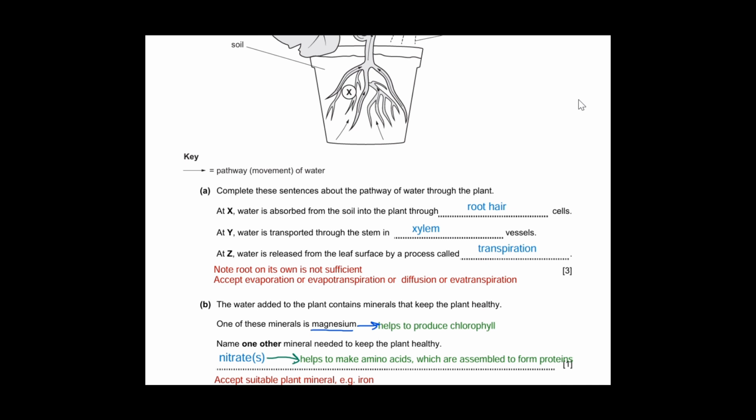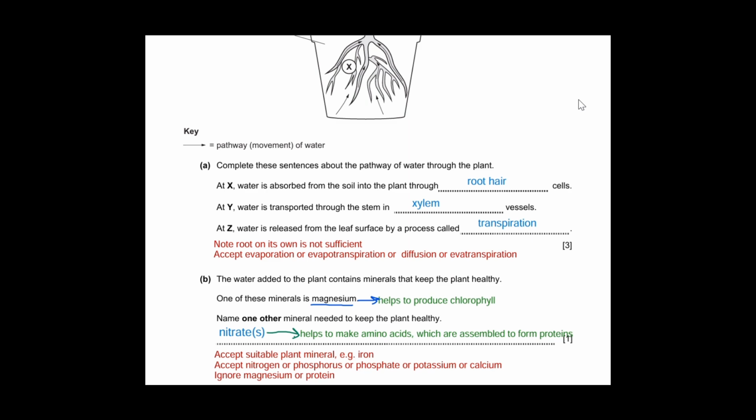The B. Water is added to the plants and it contains minerals which provide healthy growth. So the question is, one of the minerals is magnesium. Which other mineral is also necessary for plant growth? Nitrates. So just to recap, magnesium is needed in plants to help form the chloroplasts or the chlorophyll, whereas nitrate is needed to make amino acids. And remember that a combination of several amino acids forms what we call proteins. This process happens by what we call assemblage. So just try to remember that.